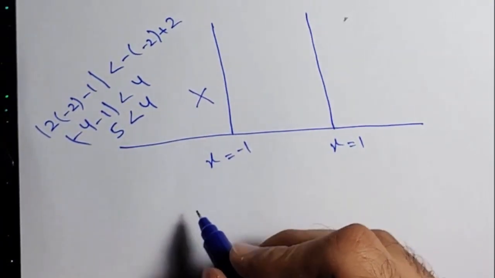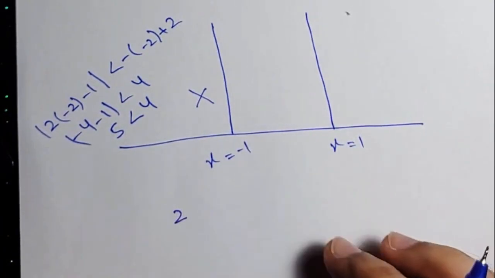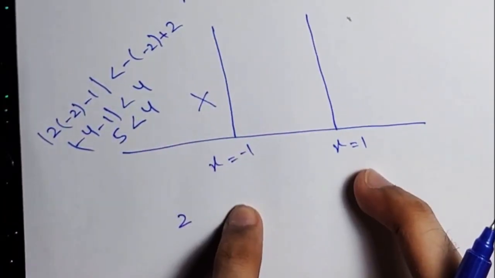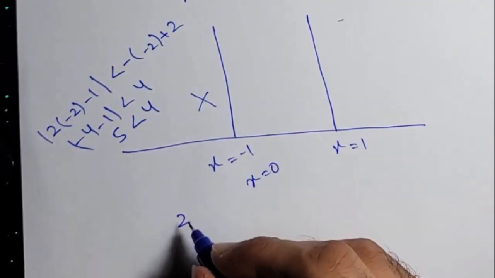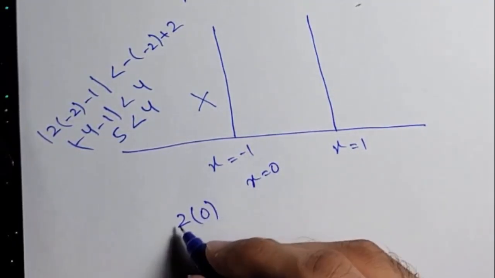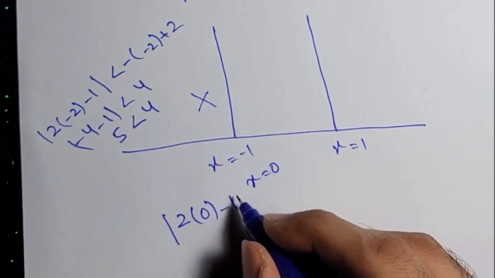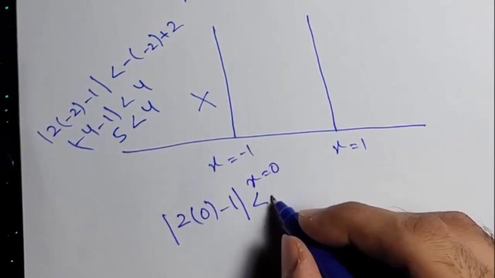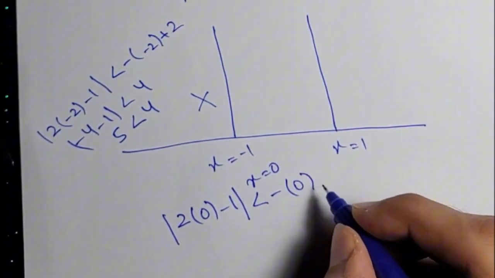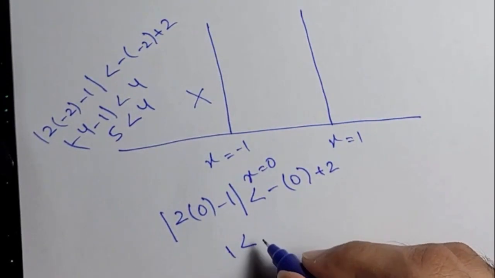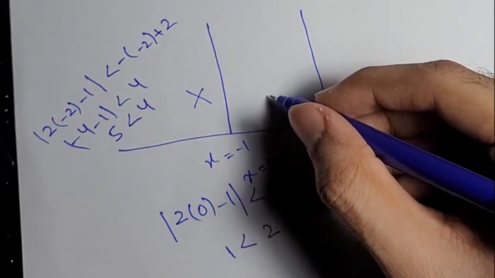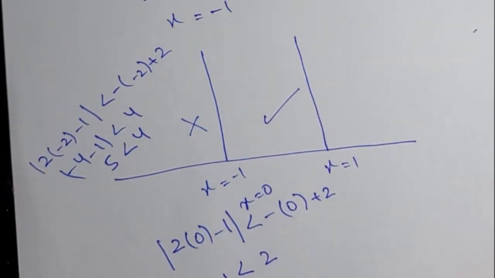Now we have to take a value between negative 1 and 1. We can use x equals 0 over here. So |2(0) − 1| and negative 0 + 2. So this is coming out to be 1 is less than 2. So this is correct. So this satisfies this inequality.